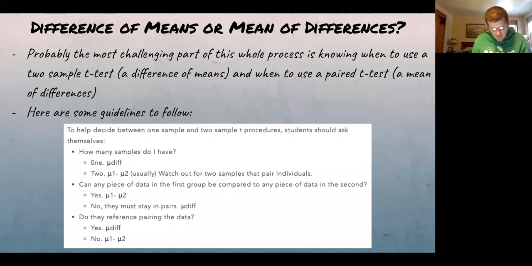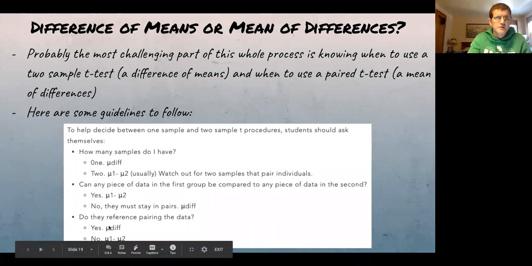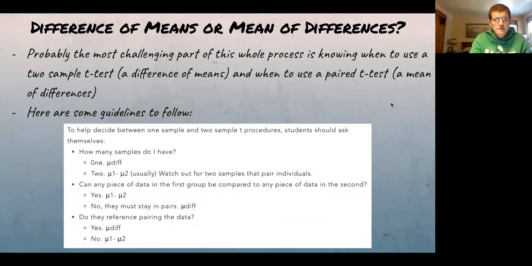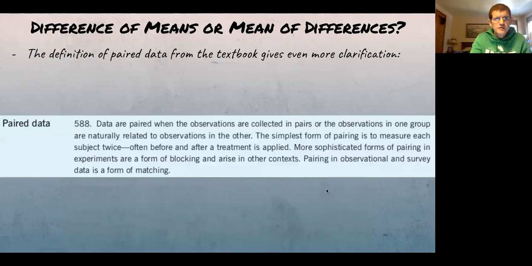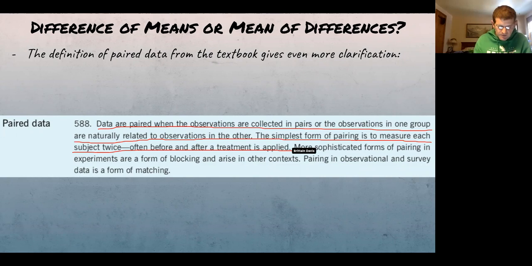Do they reference pairing the data? Okay, so obviously if it just says there's paired data, well, that makes it easy for you. You're using paired t-test or t-intervals. So the definition in the textbook, I think, also helps to illuminate this a little bit more. The first 2 sentences especially. Data are paired when the observations are collected in pairs or the observations in one group are naturally related to the observations in the other. The simplest form of pairing is to measure each subject twice, often before and after treatment is applied. So we saw that with the caffeine pills. So we did 2 different measurements.